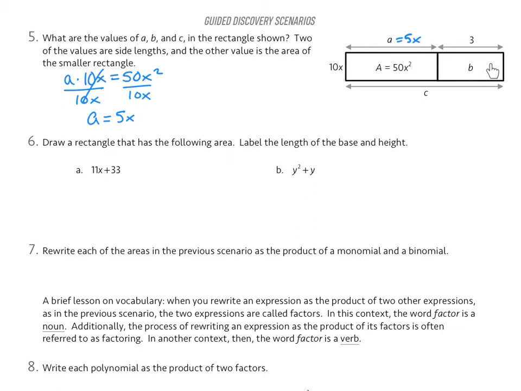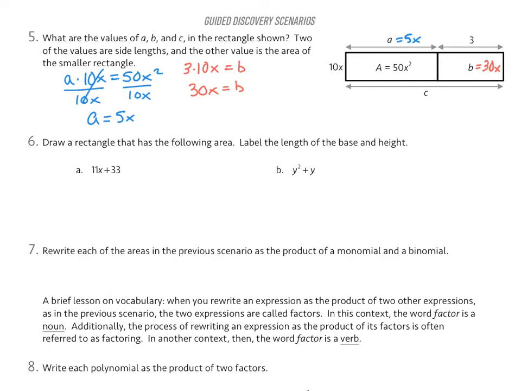Now let's find B. B is inside this rectangle, so it's the area of this rectangle. Area is one length times the other dimension, base times height, length times width. So 3 times this equals B. And this is the same length as this, which is also this, 10x. So this side is 10x. 3 times 10x equals B. 3 times 10x is 30x. So B is equal to 30x.